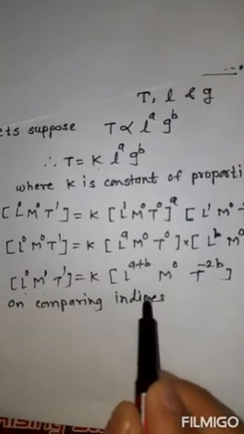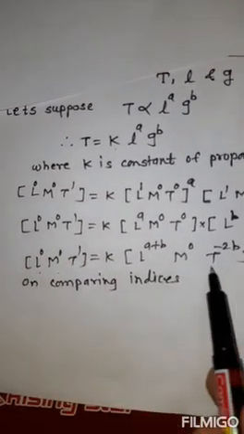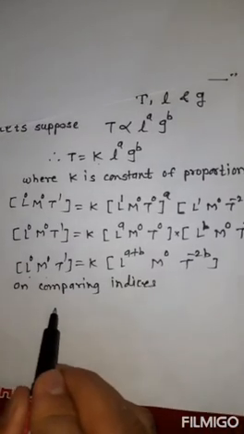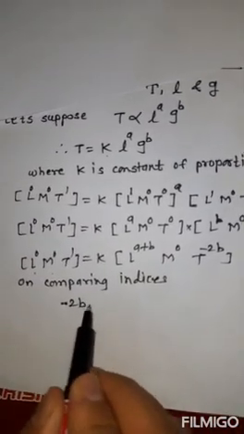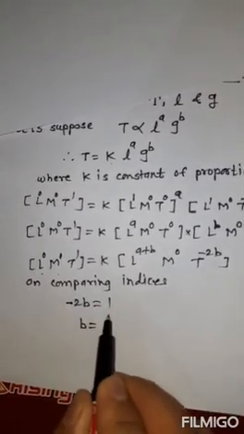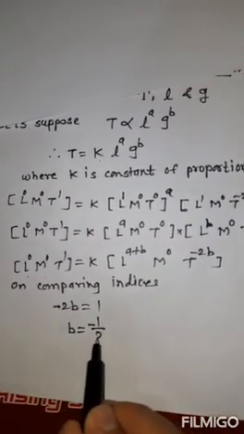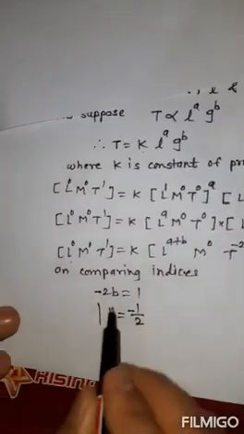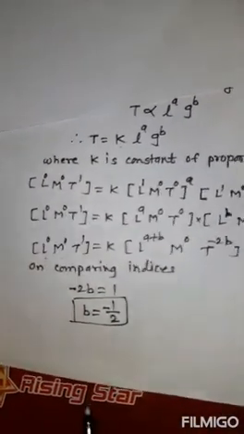So what do we get on comparing indices? See, T raised to 1, T raised to minus 2b, so minus 2b is equal to 1. So what is the value of b? Transfer minus 2 to the right side, so it is minus 1 by 2. This is the value of b. We obtain the value of b.